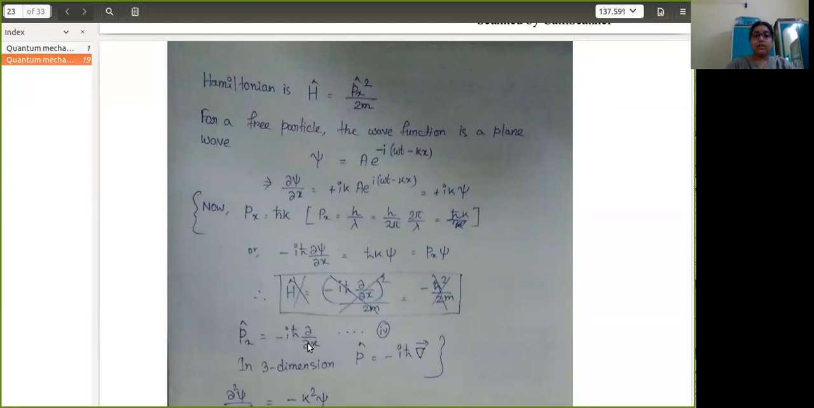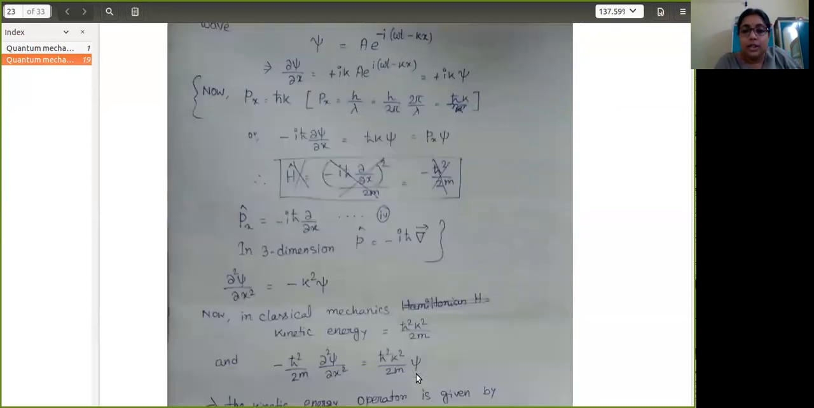Similarly, py will be denoted by minus i h cut del del y. Pz will be denoted by minus i h cut del del z. So in 3 dimensions, the momentum operator p cap will be given by minus i h cut into del del x i cap plus del del y j cap plus del del z k cap, which is nothing but the gradient. That is how we get the gradient vector, or minus i h cut grad, to be the momentum operator. Similarly, we will find the energy operator.